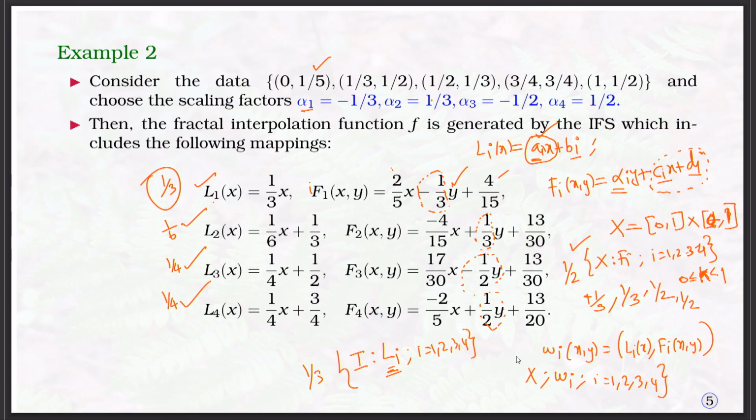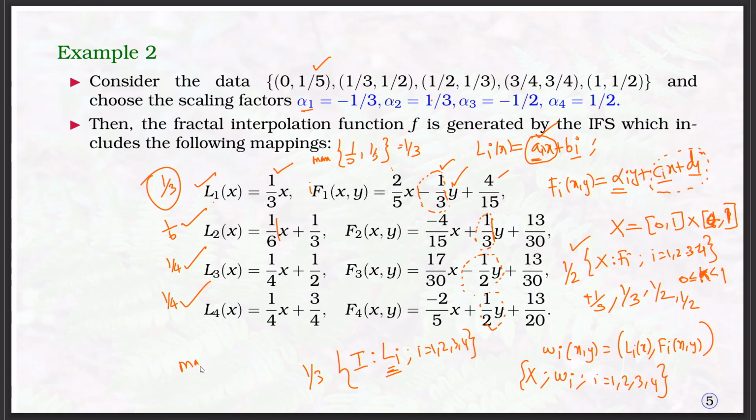Then what is the contraction factor of this iterated function system that we need to find. For finding this contraction factor, as we already discussed, first we need to find the contraction factor between this Ai and this Ri. So, 1 by 3 and 1 by 3, the maximum is 1 by 3 only. We need to take the maximum, 1 by 3, and compare L2 and F2. Here 1 by 6, here 1 by 3. The maximum is 1 by 3.